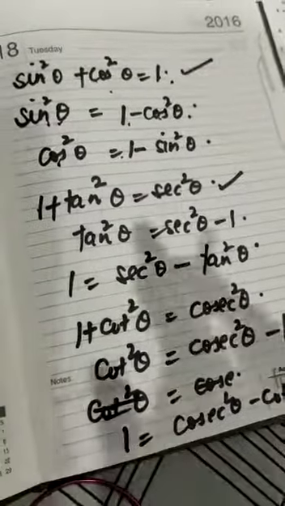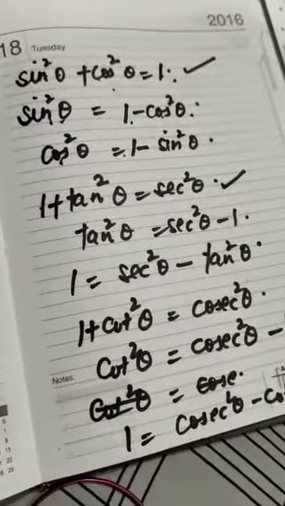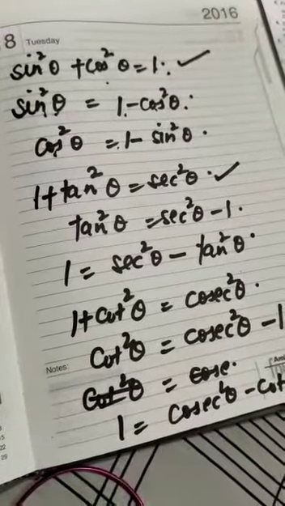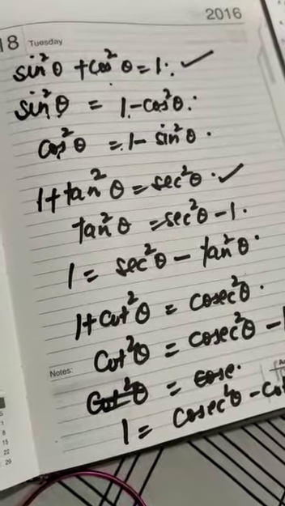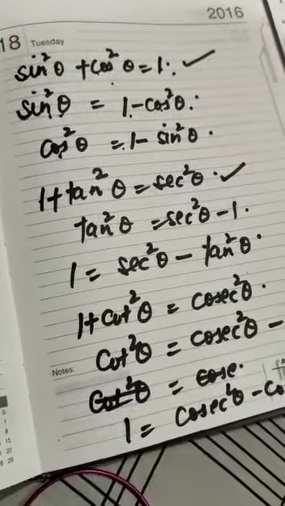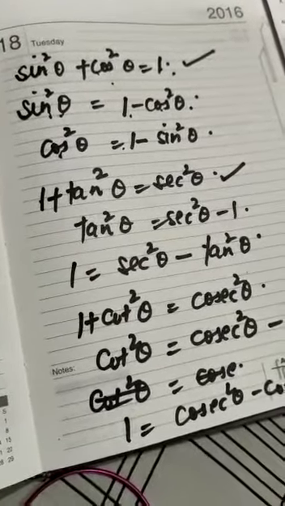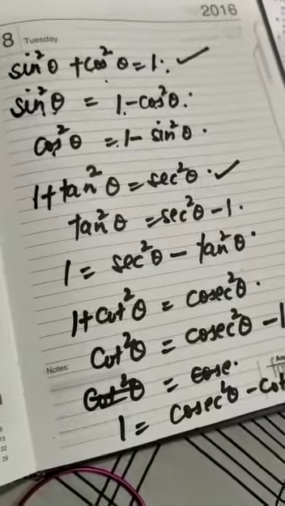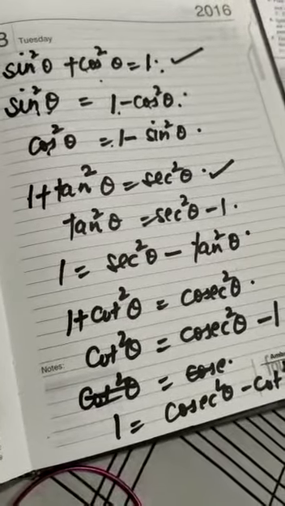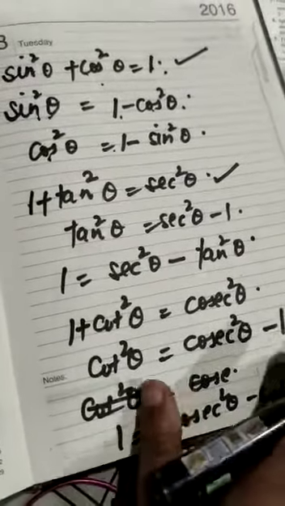So you have to remember all these identities: sin square theta plus cos square theta is 1; sin square theta is 1 minus cos square theta, and cos square theta is 1 minus sin square theta; 1 plus tan square theta equals secant square theta, tan square theta is secant square theta minus 1, and 1 is equal to secant square theta minus tan square theta. Next is 1 plus cot square theta, that is cosecant square theta; cot square theta is cosecant square theta minus 1; and 1 is equal to cosecant square theta minus cot square theta.